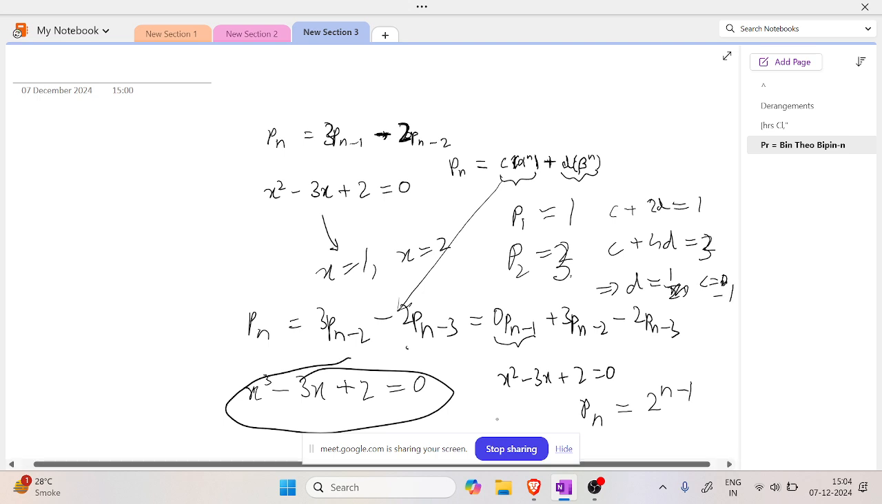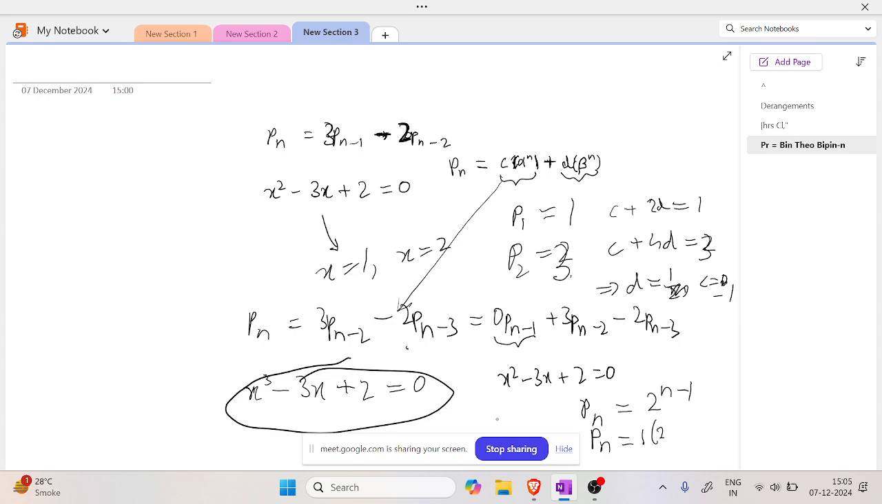So this would become Pn equals d times beta to the n. What is beta? Okay, so 1 times 2 to the n, plus minus 1 times 1 to the n. So basically this is minus 1. So 2 to the n minus 1.